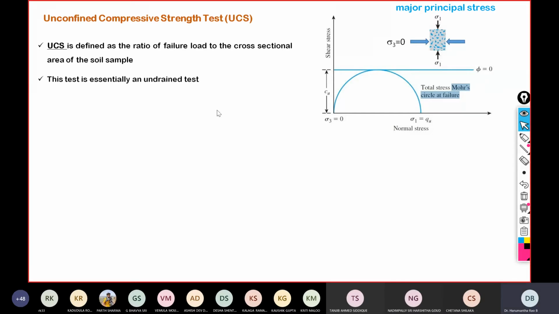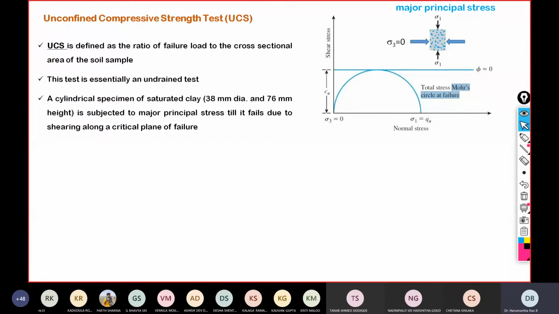So the test is essentially an undrained test. Undrained means during the test we won't allow water to dissipate from the soil sample. No water is allowed to expel out from the soil sample. So in the case of UCS, we will prepare a soil sample preferably of clay, and maybe a mix of clay, sand and silt, no problem. But the sample has to withstand itself when it is compacted. That is the condition.